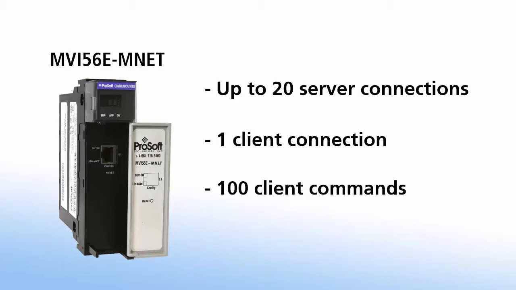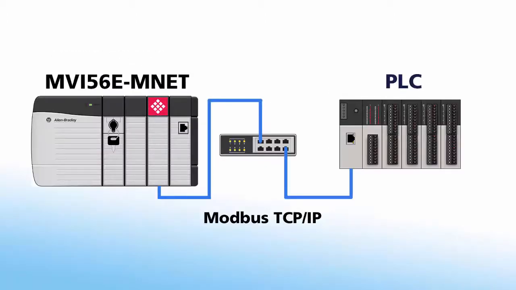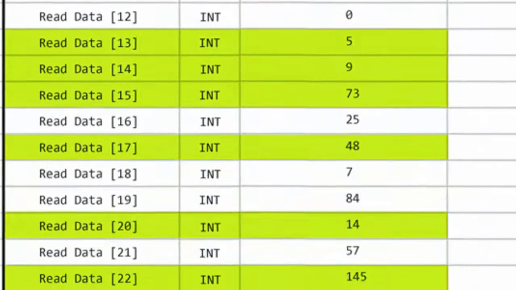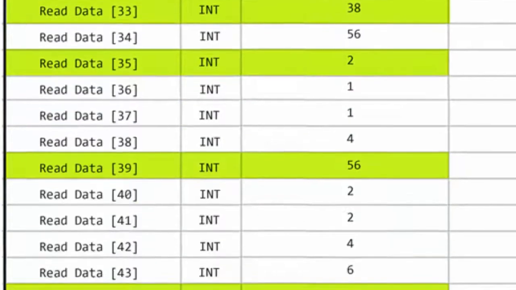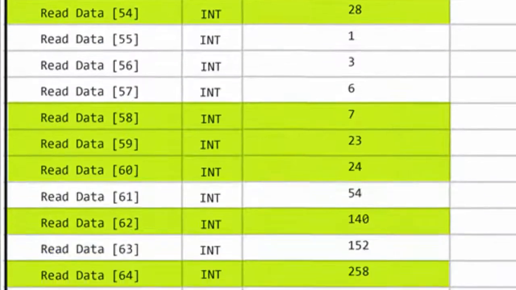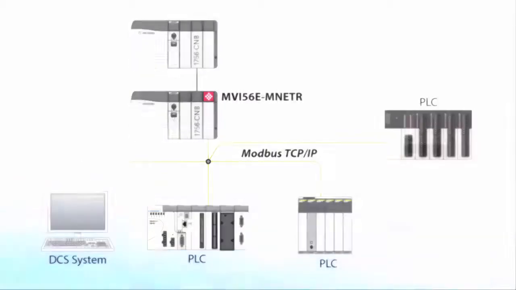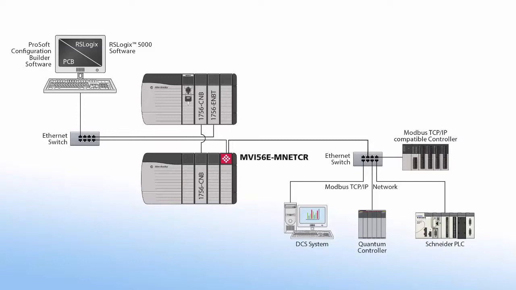This can be ideal for applications where the server device's internal data, such as with a PLC, is scattered among more than 16 locations in its memory, requiring numerous commands to be extracted. Then we have the MVI56E-MNetR and MNetC-R for remote ControlNet rack applications.